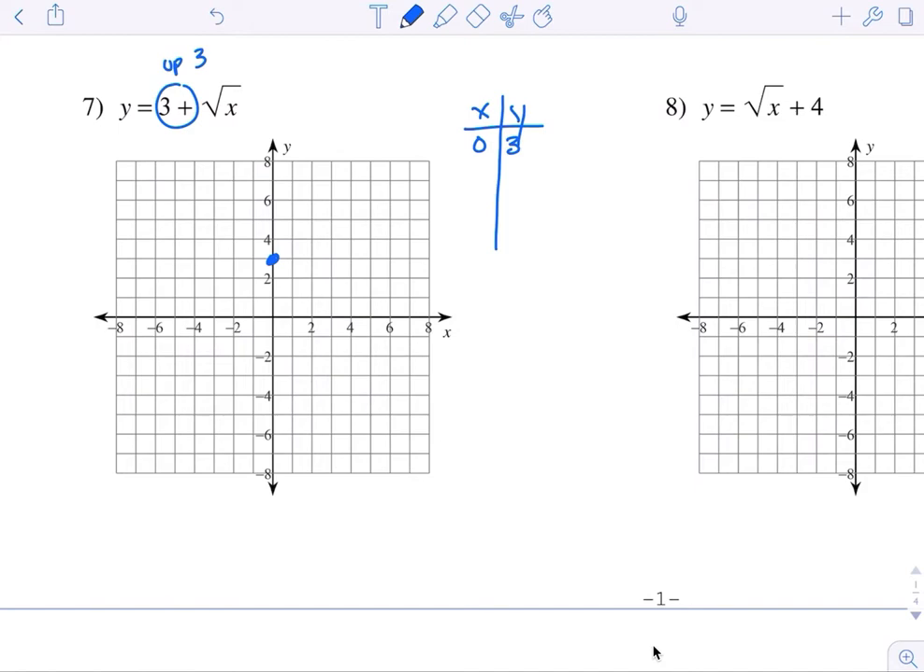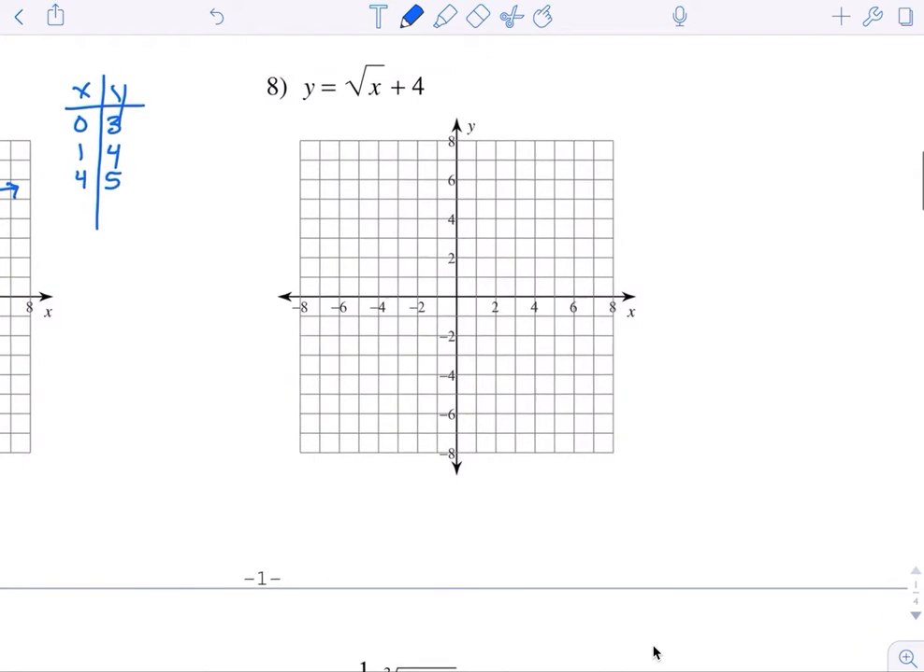Now, to get this to be a square root of 1, all you have to substitute in x is 1. So square root of 1, 1, 1 plus 3, 4. Next, and the next perfect square is 4, so substituting 4 into x. So square root of 4 is 2, 2 plus 3 is 5. Yep, and there you guys go. 8.